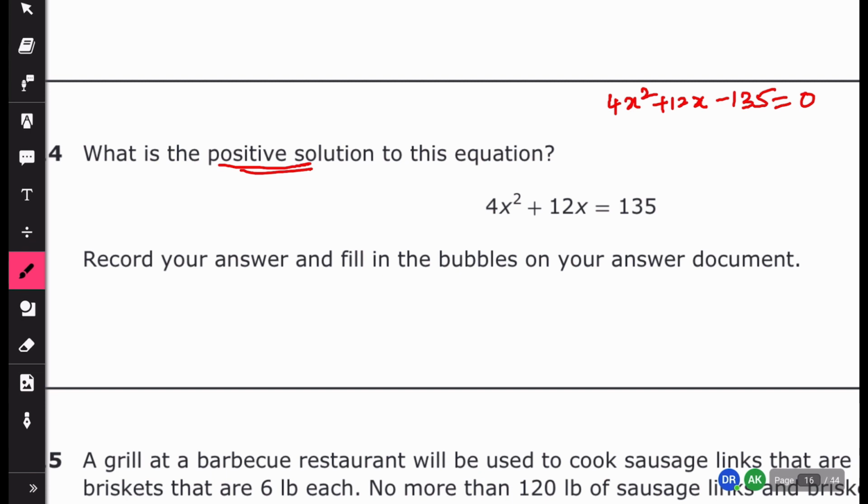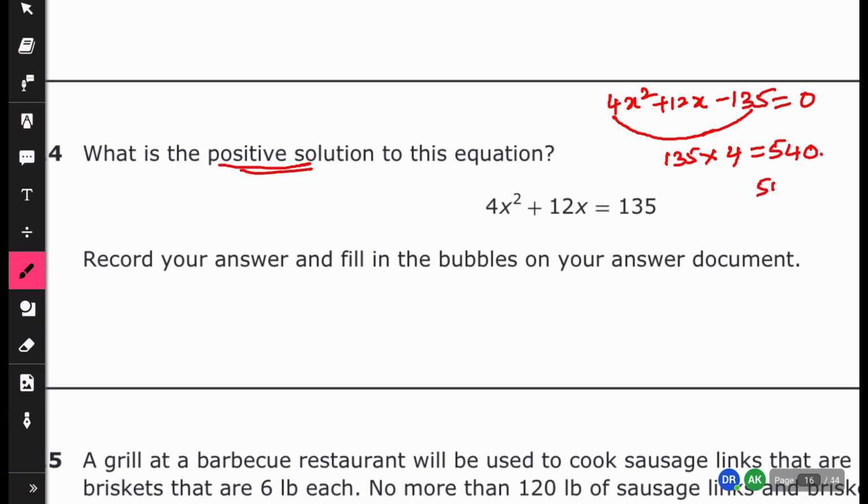So now what do we do? We don't have any common factor in this, so we just multiply 135 into 4. So if you multiply 135 into 4, what are you getting? It is equal to 540. So you're getting it as equal to 540. So we'll find out what are the factors of 540.